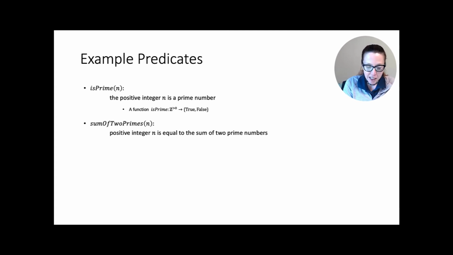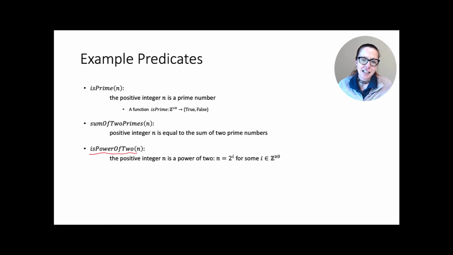We could have a predicate sum of two primes, and sum of two primes states that a positive integer n is equal to the sum of two prime numbers. We could look at the predicate is power of 2, and this states the positive integer n is a power of 2, so it's equal to some power of 2. N is equal to 2 to the I for some non-negative integer I.